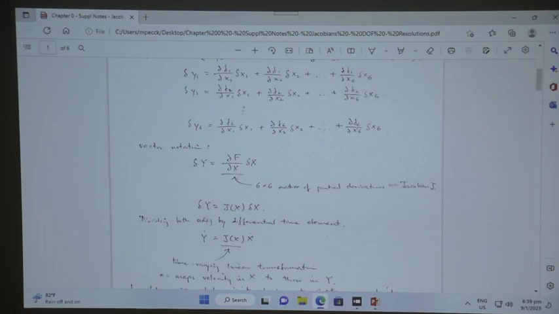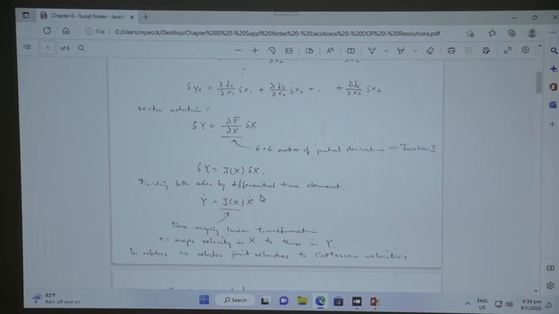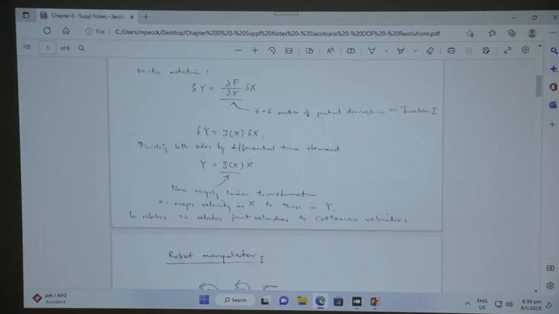Instead of writing it in this form, you can put it as a capital J(x). If you divide both sides by the differential time element, you have y dot equal to J(x) times x dot. This is the time-varying linear transformation that maps the velocity in x to those in y. In robotics, this relates the joint velocity to the Cartesian velocity.